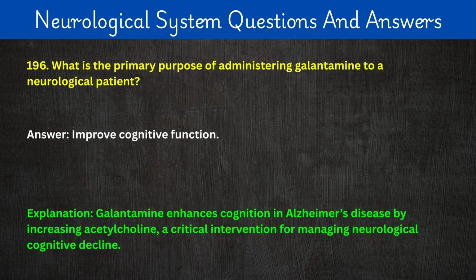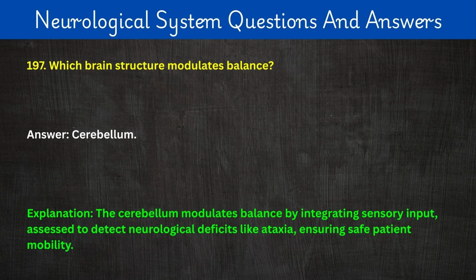patients. 196. What is the primary purpose of administering galantamine to a neurological patient? Answer: improve cognitive function. Explanation: galantamine enhances cognition in Alzheimer's disease by increasing acetylcholine, a critical intervention for managing neurological cognitive decline. 197. Which brain structure modulates balance?